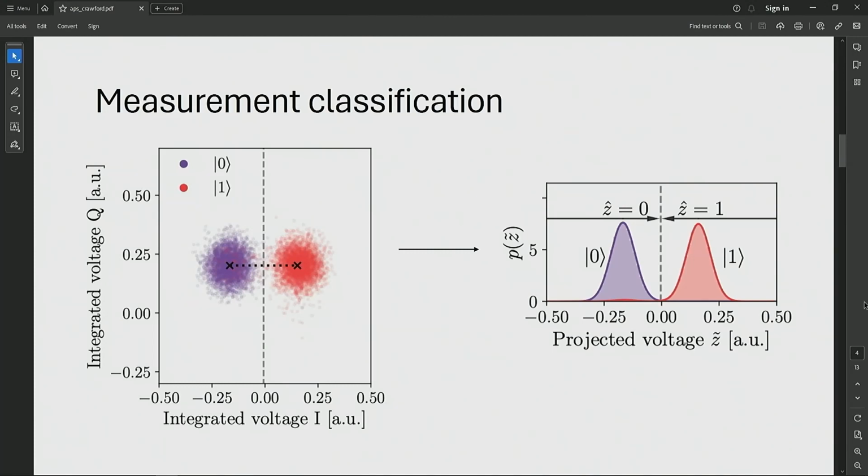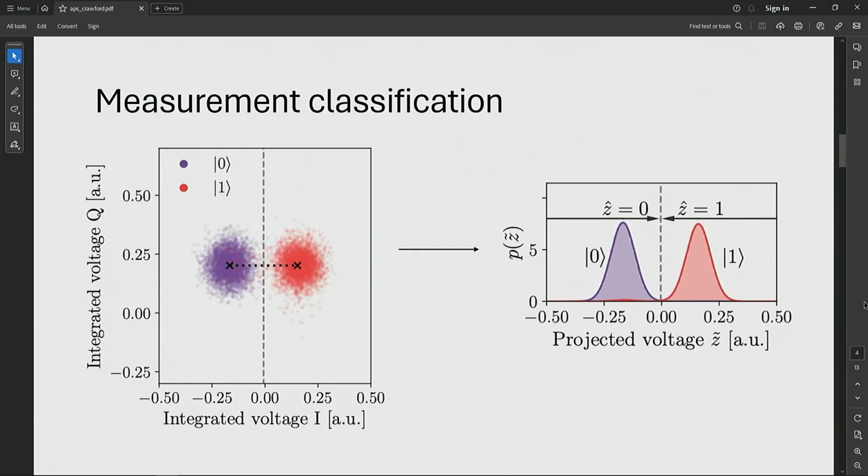We first find it convenient to project the voltages into just a single component along this horizontal line here to give the figure on the right-hand side where the Y value is showing the probability density as a function of the projected voltage for the two states 0 and 1. Then to determine our particular measurement, we simply classify based on which side of this vertical line the projected voltage falls. This projected voltage is what we'll call the soft readout information for the rest of the talk, and the 0 or 1 measurements are what we call the hard readout information.